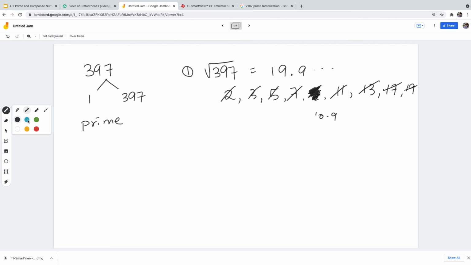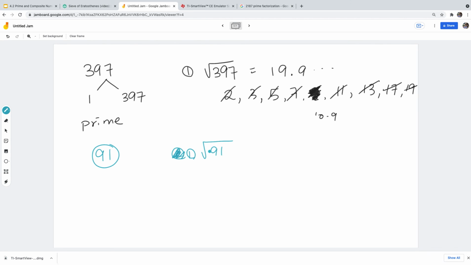Okay, let me give you another example. 91. Let's think about whether 91 is a prime or not. So the most efficient way is, I'm gonna put 1 because it's a procedure, you're gonna do the square root of 91.